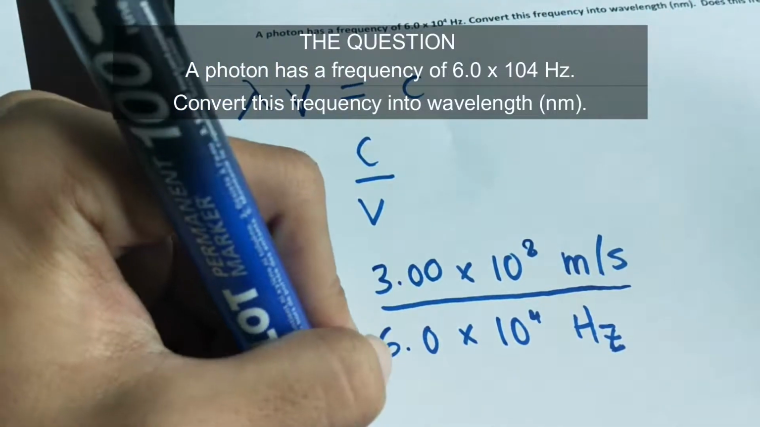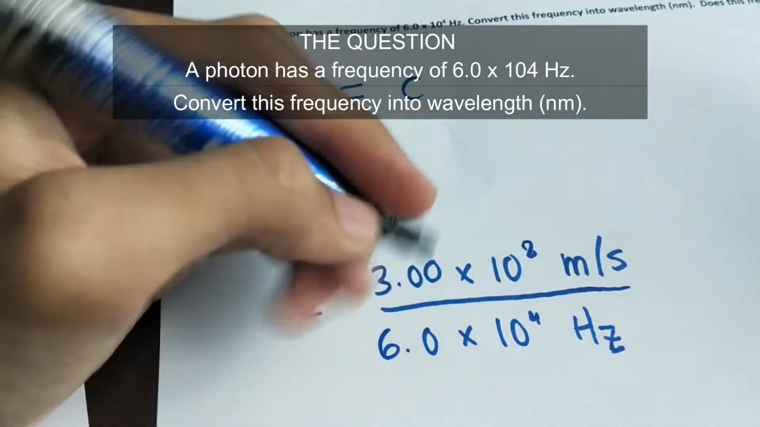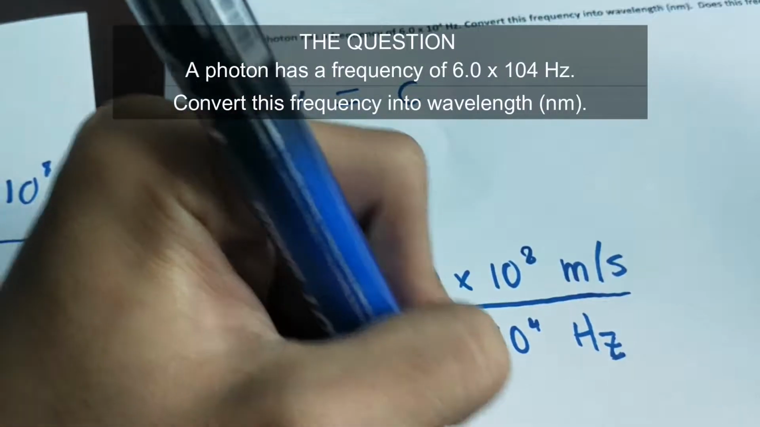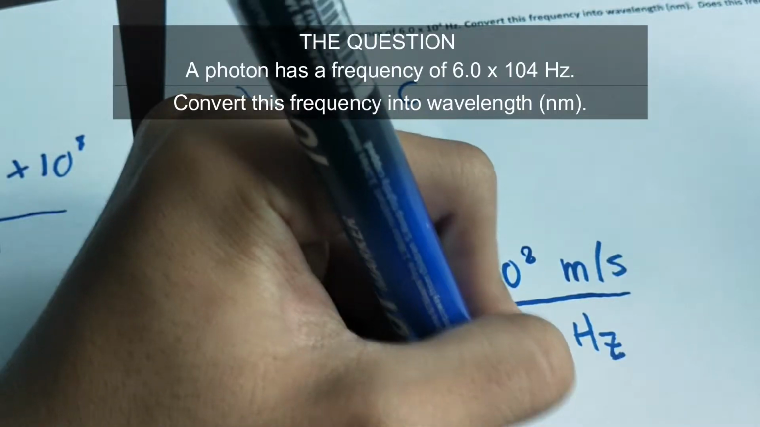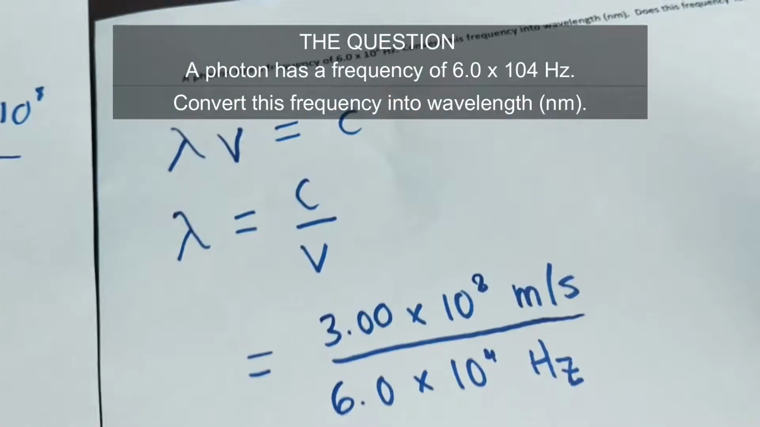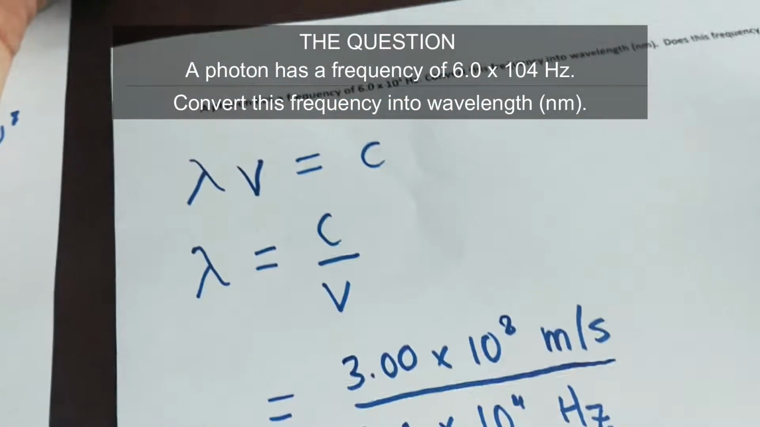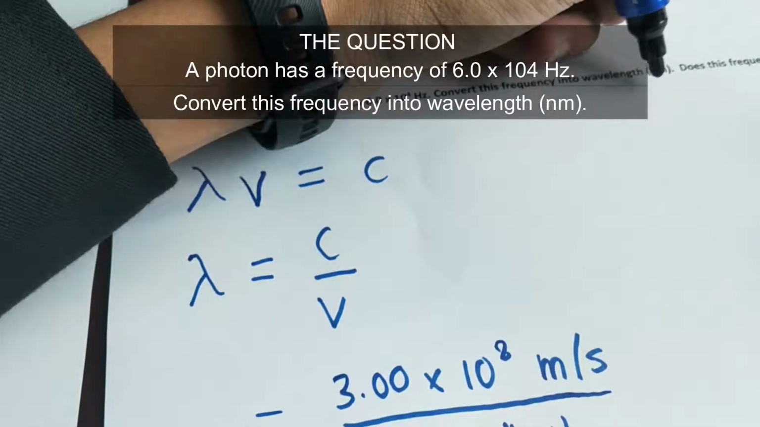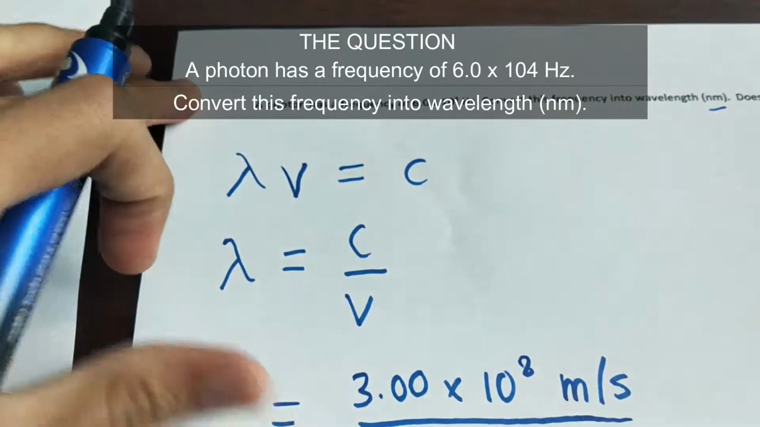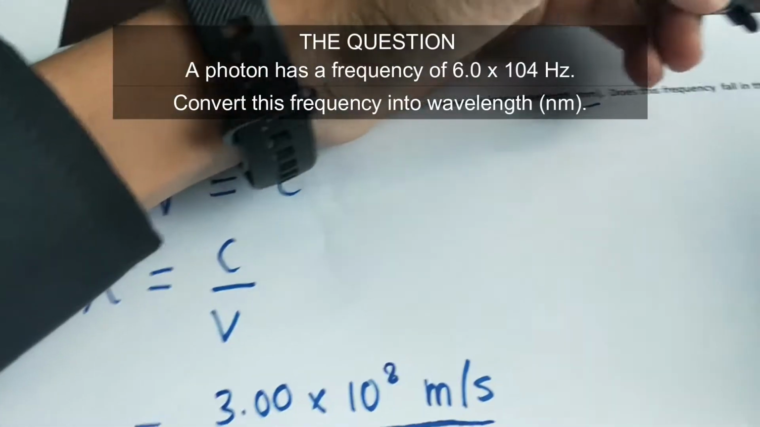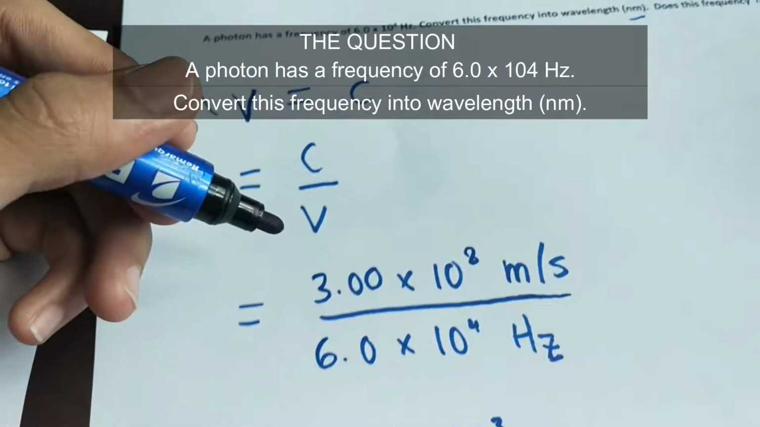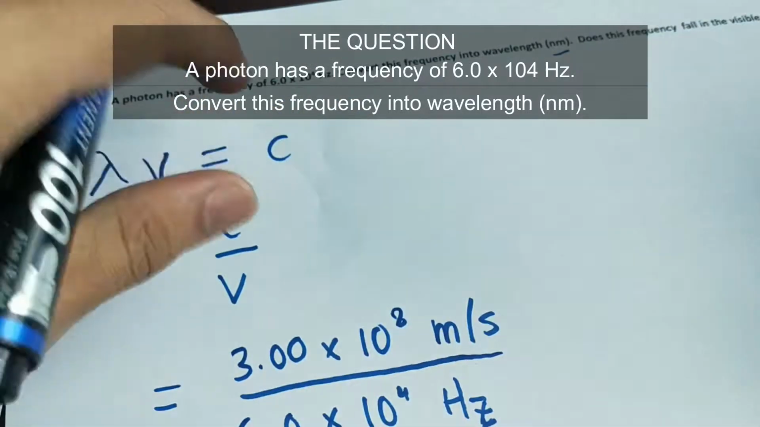After that we will get an answer in meters, which is 5 times 10 to the power of 3 meters. But the question needs the answer in nanometers, so we have to convert this 5 times 10 to the power of 3 meters into nanometers.